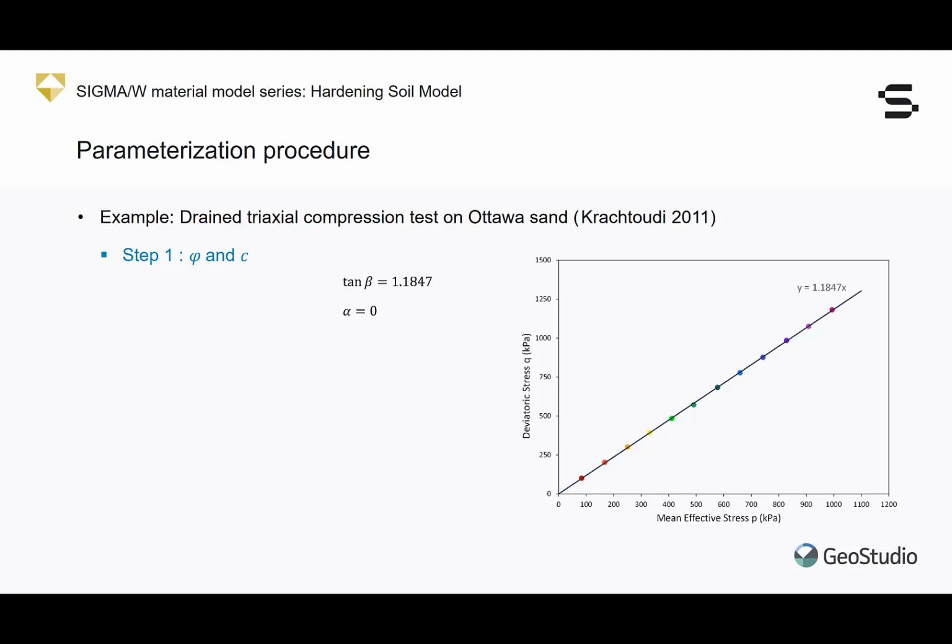The failure state of each test can be represented by a point in PQ space. The failure line that passes through these failure points has a slope of 1.18 and a y-intercept of 0. Therefore, the effective friction angle is calculated as 29.6 degrees, while the cohesion is calculated as 0 since alpha is 0.